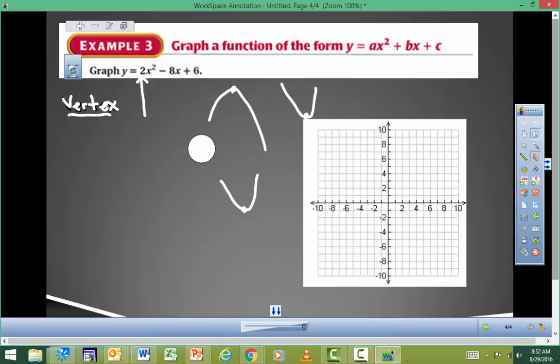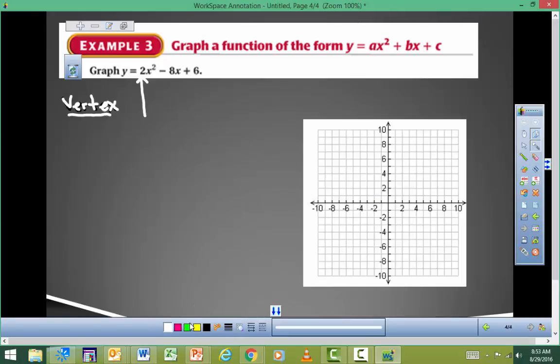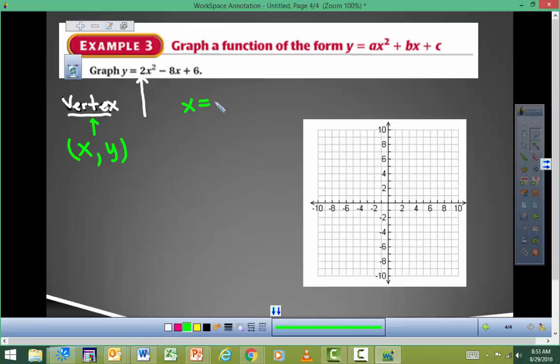Well, I use a little trick that someone discovered a long time ago. Actually, you can show this in calculus, but we'll save that for another day. The x coordinate that's at the minimum, we have an x and y coordinate, that's going to be our vertex. The x coordinate is real easy. It's equal to negative b over 2a.